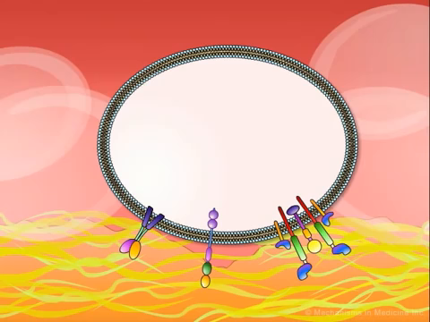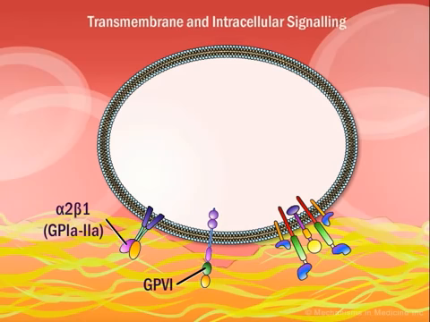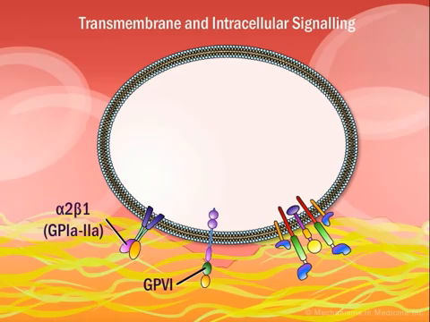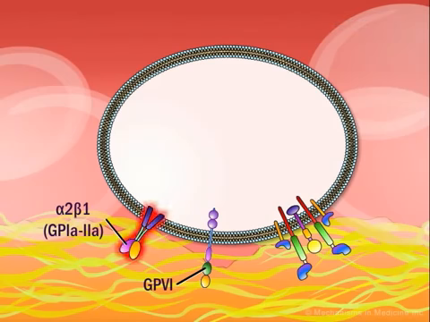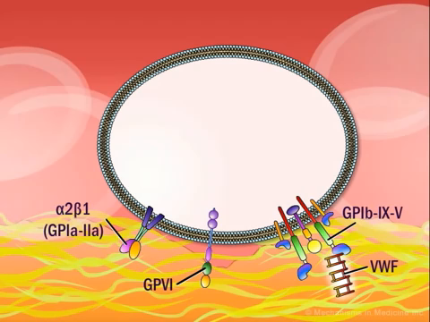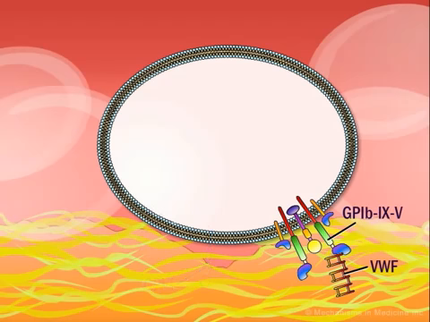Initial binding of platelets is considered to occur via the integrin alpha-2 beta-1, GP1a/2a receptor, which allows for further binding to collagen via the GP6 receptor, initiating transmembrane and, subsequently, intracellular signaling. Adhesion of platelets to the exposed subendothelium is influenced by shear rates. At high shear, alpha-2 beta-1 and GP6 are not sufficient to initiate binding to collagen, and binding of the GP1b-9 receptor to von Willebrand factor, abbreviated here as VWF, that is immobilized on collagen, becomes essential in platelet adhesion.